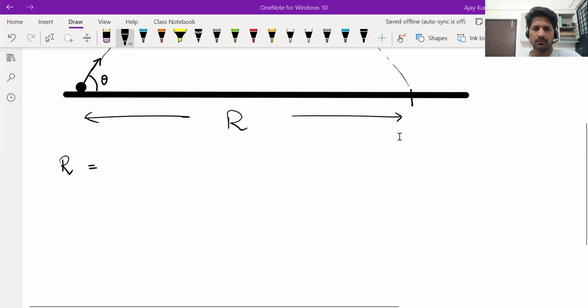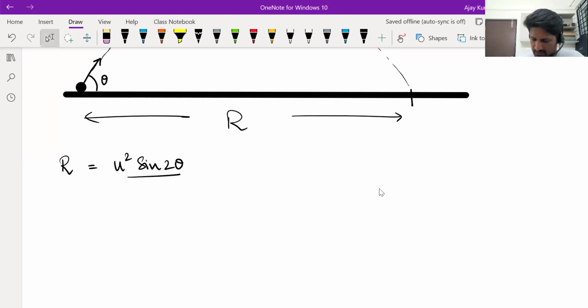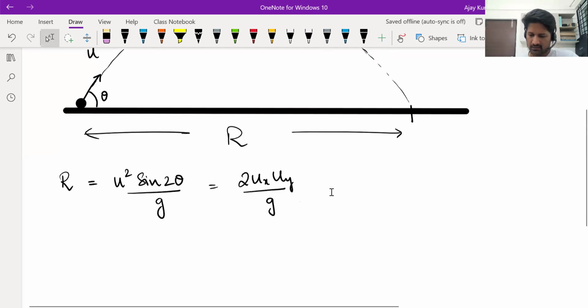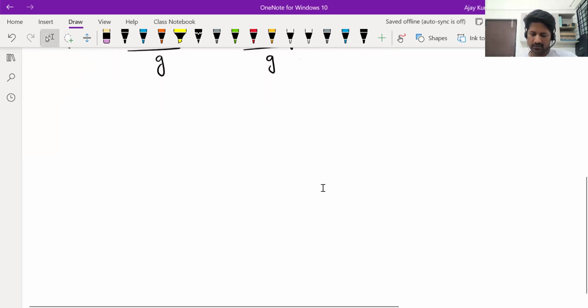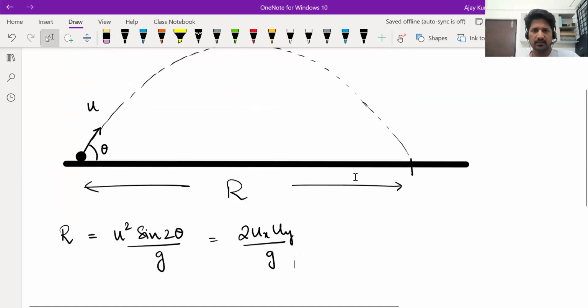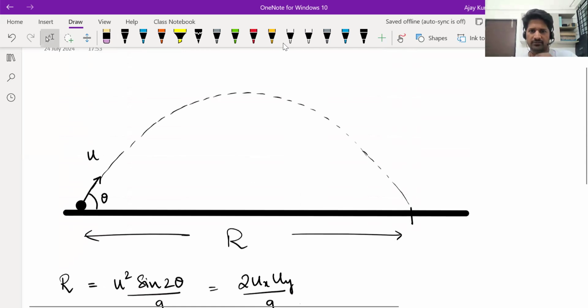U square sin 2 theta by g. Okay, u square sine 2 theta by g. That is in terms of u and theta. You can also write it as 2 ux uy divided by g. Fine, correct. Now imagine this. If we project the ball with a certain speed at a certain angle, it will have a particular range. That's fine.